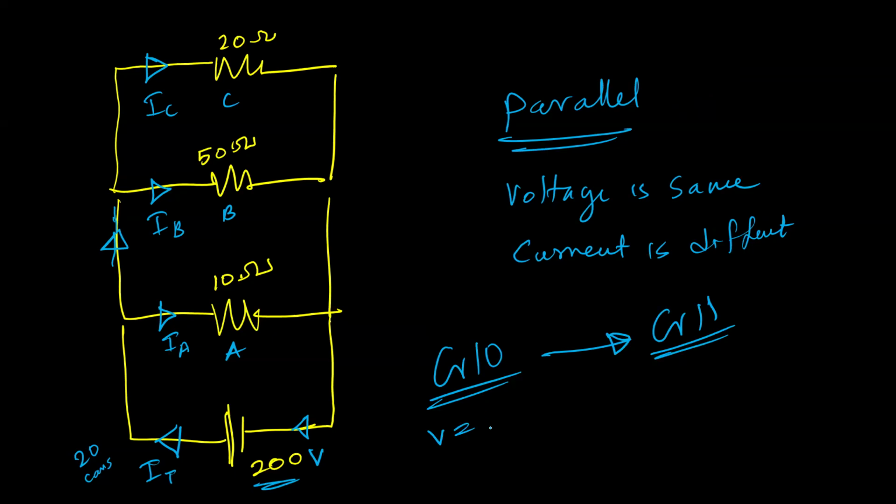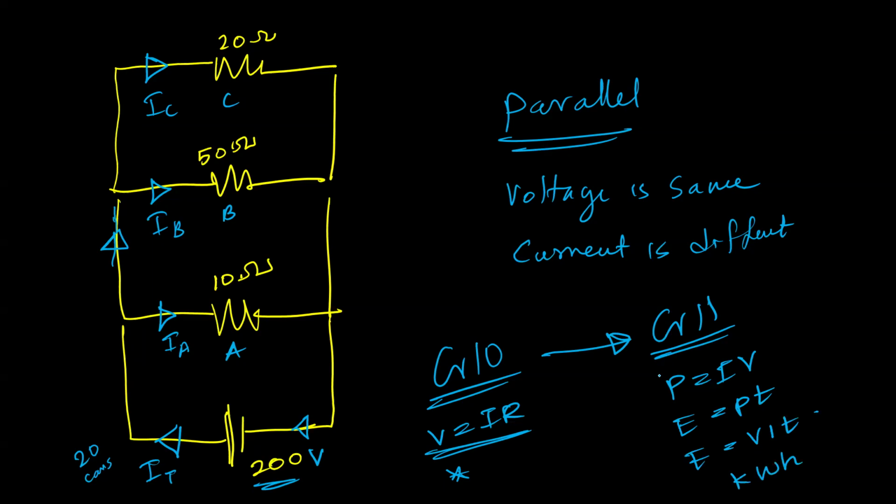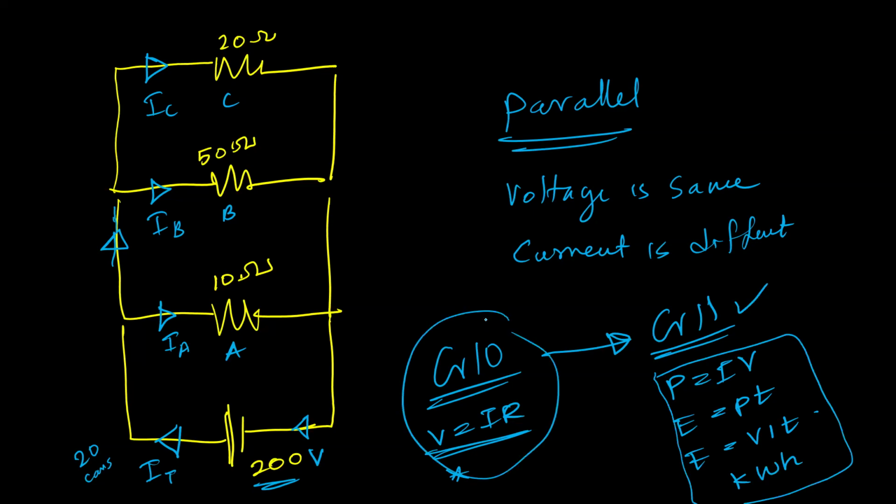Here we have only one main equation, V equals IR. All the others are resistance addition: R1 plus R2 plus R3, 1 over R1, 1 over R2, 1 over R3, and the short methods. But the main equation is V equals IR. But when you go to grade 11, we have P equals IV, E equals PT, E equals VIT, and the kWh calculation. All these 4 calculations are there in grade 11. So to understand those lessons properly and completely, your grade 10 basics are important.